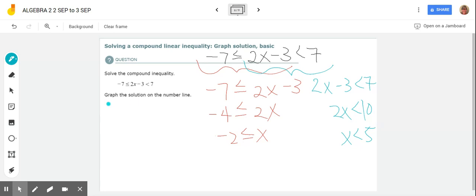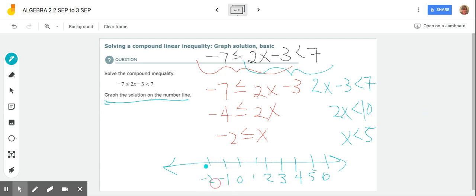Okay, let's see what they asked us. It said graph the solution on a number line. Here we go. Let's do 6. This is 5. I need to go down to -2, huh? 2, 1, 0, -1, -2, -3. Solid dot because it's equal to. X is greater than, and we're going to stop at 5.